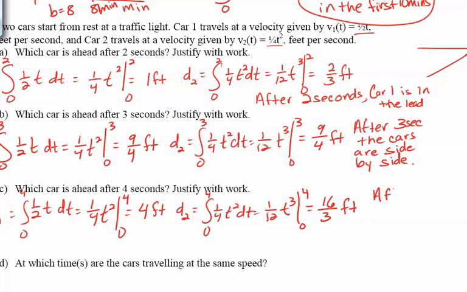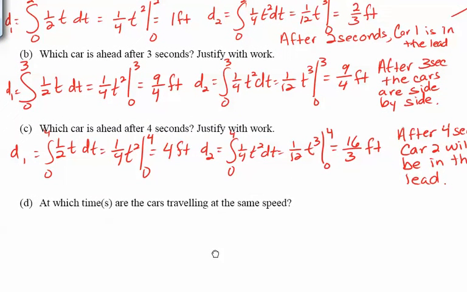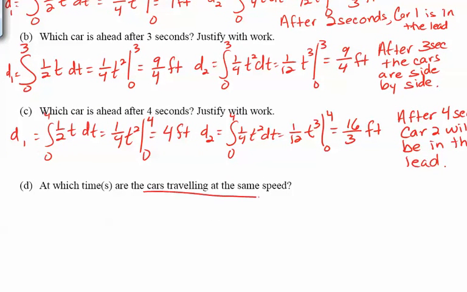So now we know what's going to happen. After 4 seconds, car 2 will be in the lead. And it will continue in the lead because we know its velocity continues to increase faster. All right. At which time are the cars traveling the same speed? So that question is, when is velocity 1 equal to velocity 2? So not when are they at the same position, but when are their velocities equal?